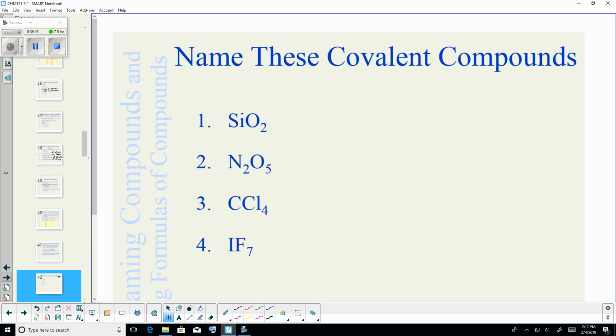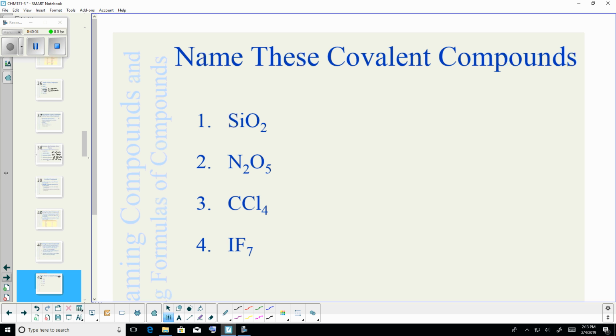So SiO2 would be what? Si is silicon. We're naming it silicon dioxide. N2O5 would be dinitrogen pentoxide. Pentoxide, because it would be penta. It's not pentaoxide, it's pentoxide.